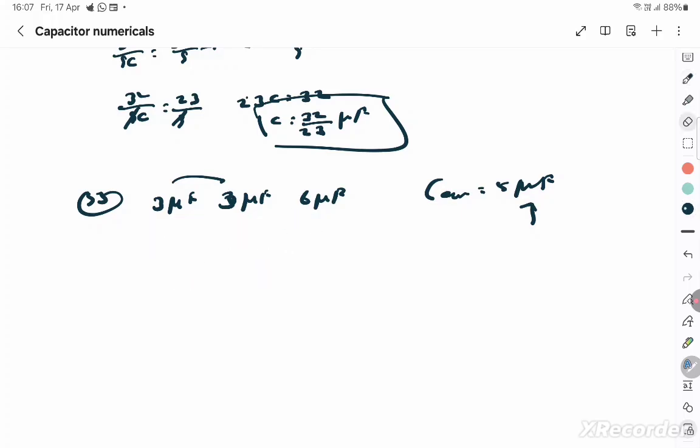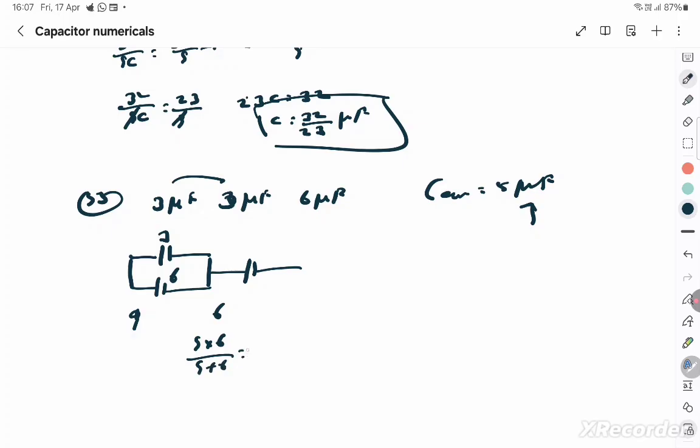So definitely we are left with 3 and 6 in parallel, and series with the 3. Let's try this. Parallel means it's 9, and a series is 6. It's 9 into 6 by 9 plus 6. 9 6s are 54, 9 plus 6 is 15. That again is not getting you an answer.